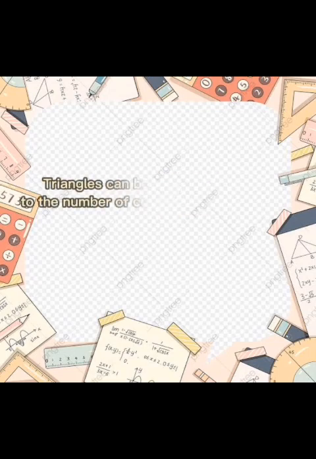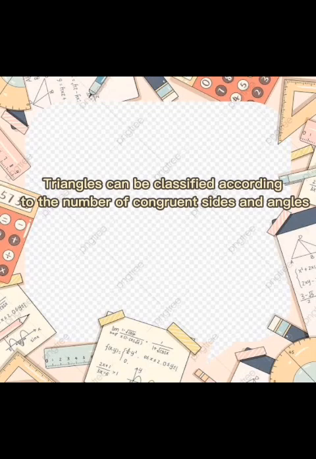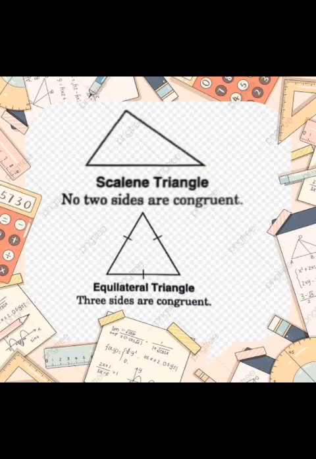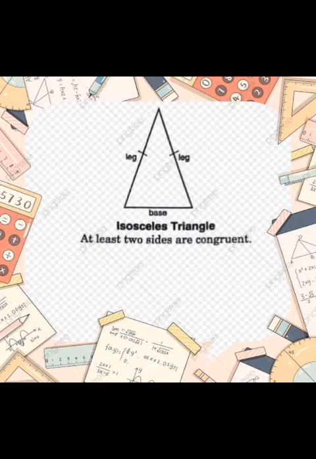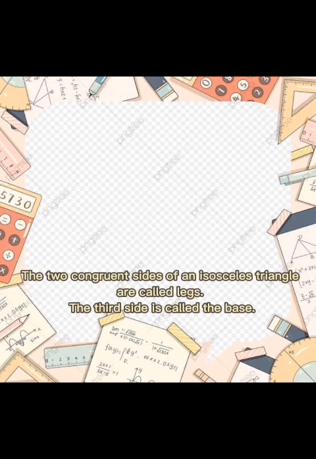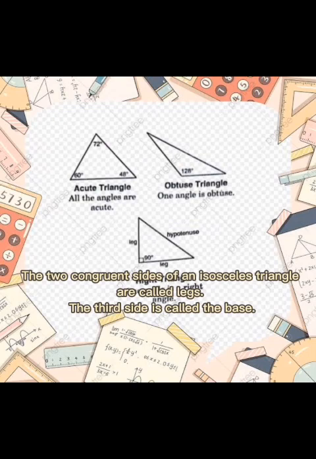Classification of triangles. Triangles can be classified according to the number of congruent sides and angles. Scalene triangle: no two sides are congruent. Equilateral triangle: three sides are congruent. Isosceles triangle: at least two sides are congruent. The two congruent sides of an isosceles triangle are called legs. The third side is called the base.